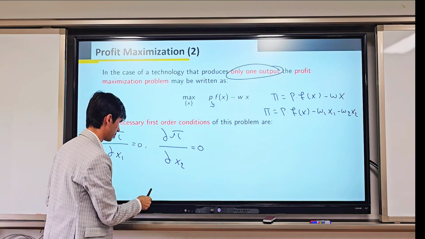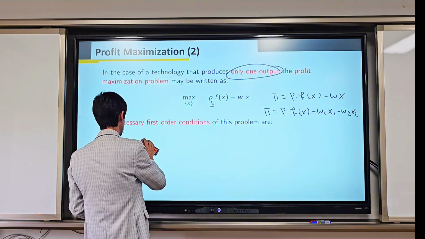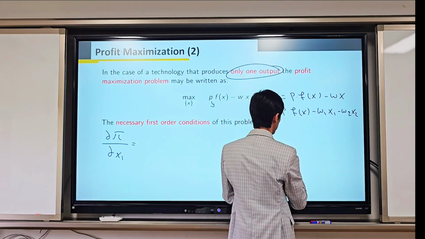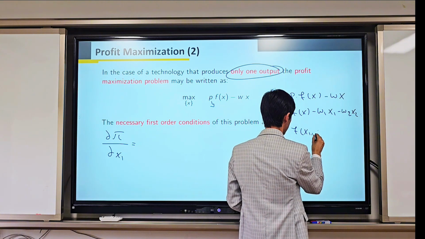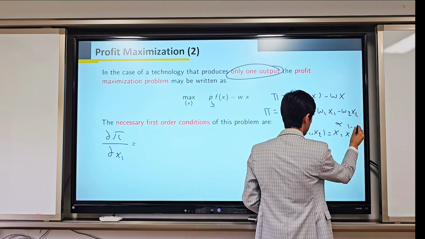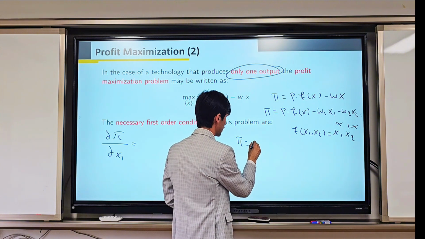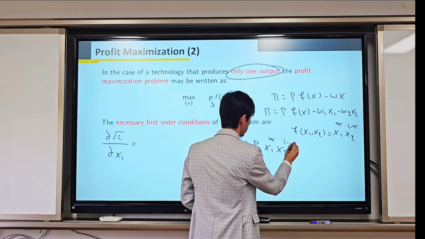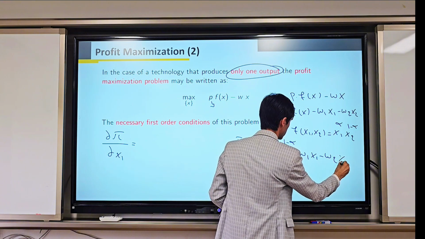For example, let's suppose that our f of x, which is x1 and also x2, is equal to this Cobb-Douglas production function. So then our pi is equal to P multiplied by x1 to the power of alpha, x2 to the power of 1 minus alpha, minus W1 x1 minus W2 x2.